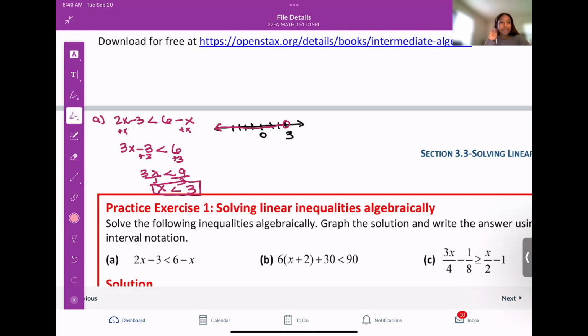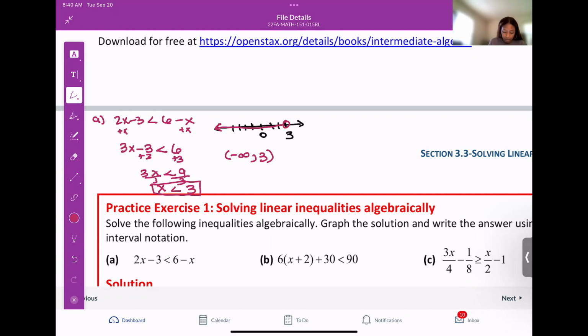Last part of our solution, we want to write this in interval notation. For shading in everything to the left, that means every negative number as far as you can go is included in the solution. So that goes down to negative infinity. So we're going from negative infinity. We always put parentheses around infinity and negative infinity. And then we're going all the way up to 3. And the 3 is not included, so we'll put a parenthesis around it. That's our interval notation.